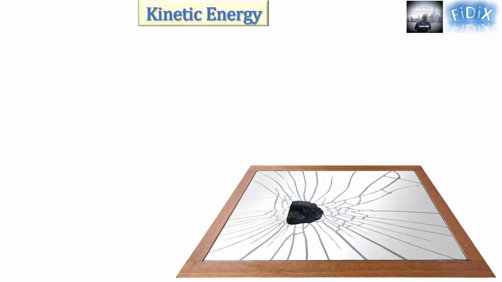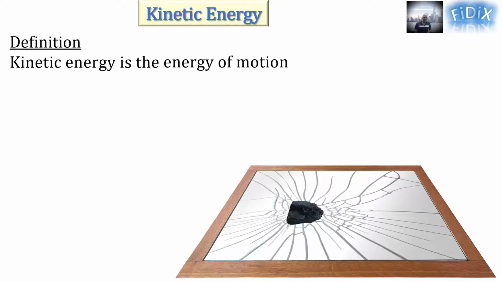The only thing that changed from the first case to the second is that in the second case, the stone was in motion with respect to the mirror when it received a certain amount of energy, which made it break. So, this type of energy results from motion. Therefore, it is called kinetic energy, since the word kinetic comes from the Greek word kinetikos, meaning of motion.